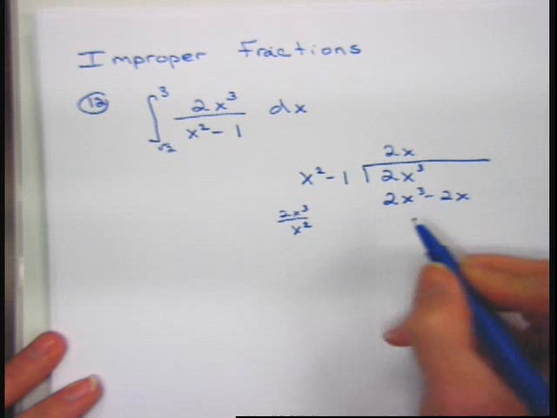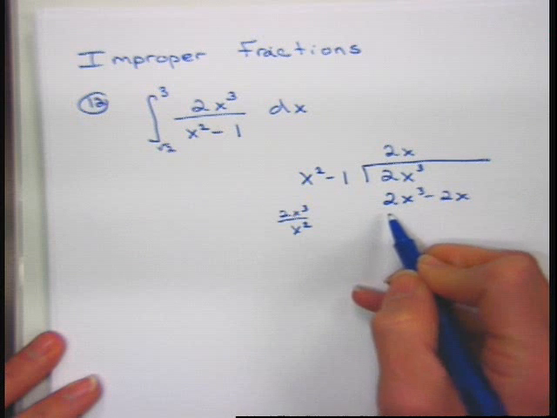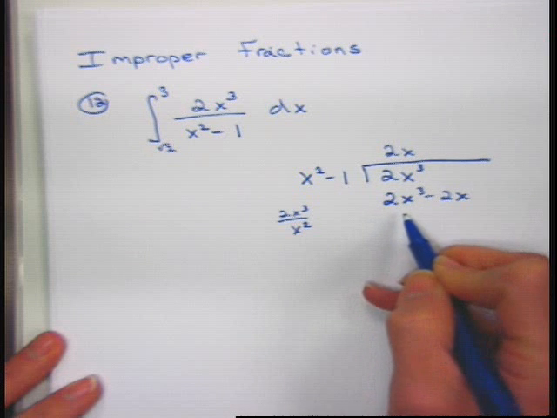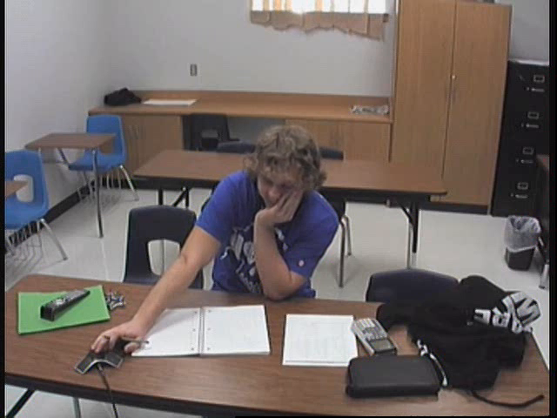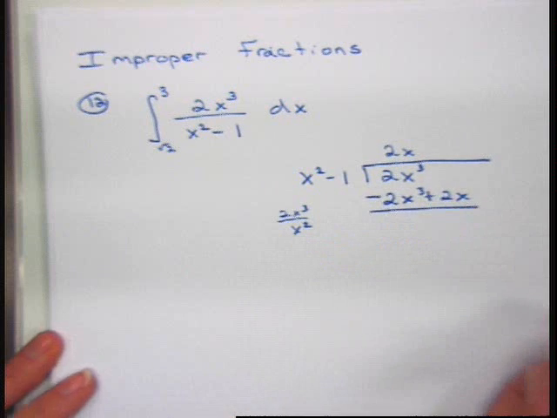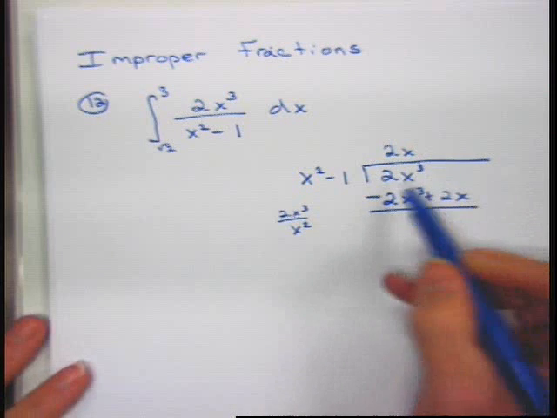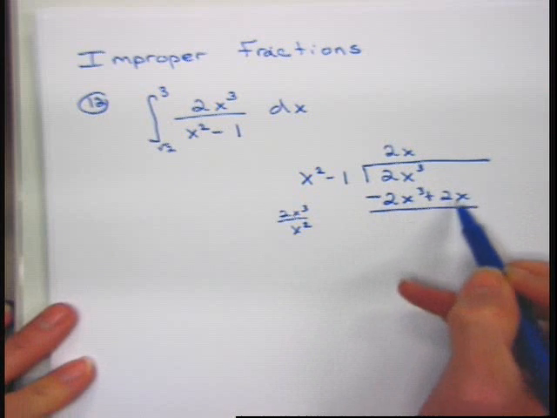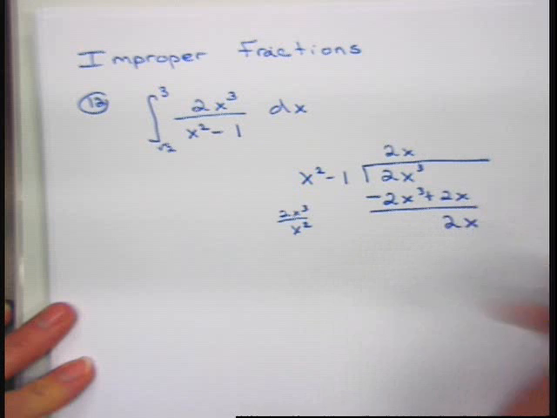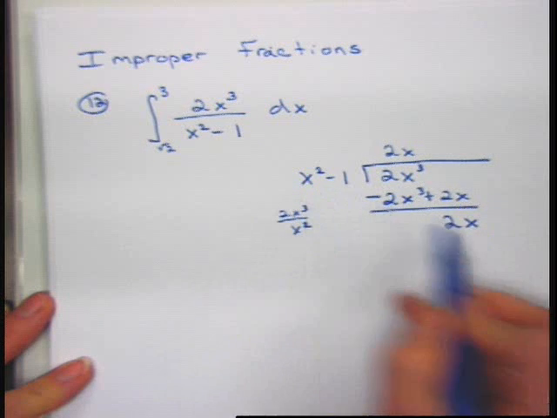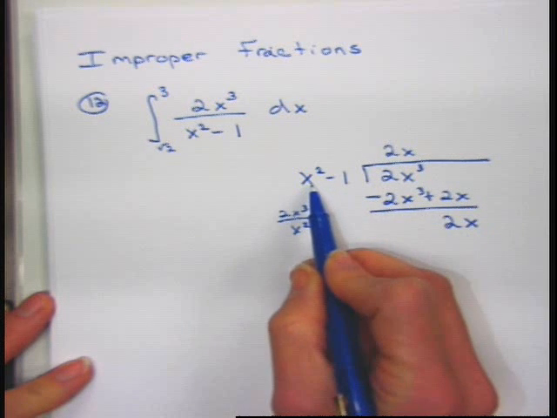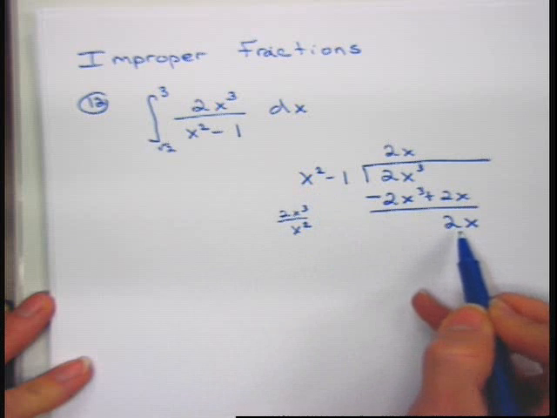And then you, Brandon, what do? Draw the line, change the sign. Ah, there you go. You draw the line and change the sign. You had a good college algebra teacher. 2x cubed minus 2x cubed cancels, and then I have a 2x right here. Now, I'm done because this is a lower degree than that. That's like my remainder. So this is my remainder.